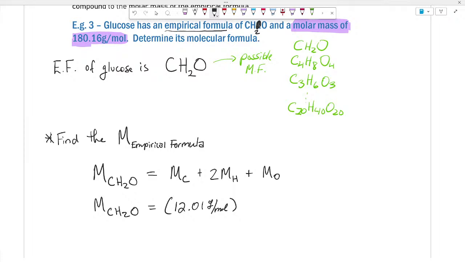No. The molar mass of the actual thing is given, right? So that molar mass could be, now you could just test all these. You could just find the molar mass of CH2O and C4H8O, and you could just keep going until you find one that matches. But that could potentially take a long time, right? Because there's an infinite number of possibilities. So instead, we're going to find the molecular weight of the empirical formula.